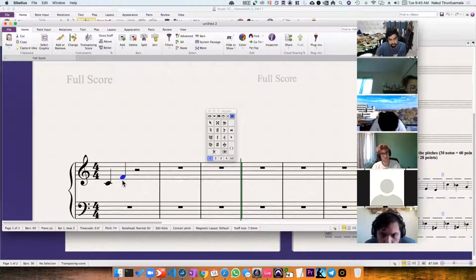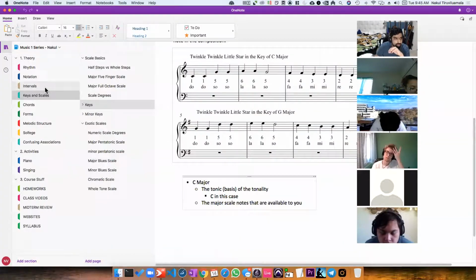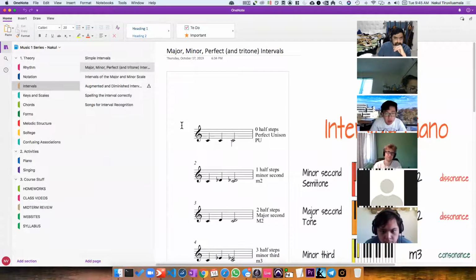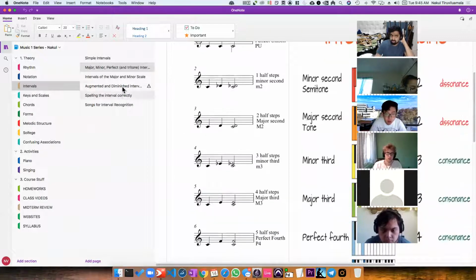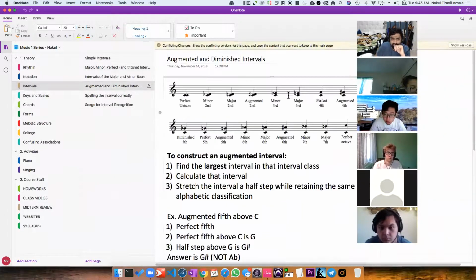Let me try with the perfect fourth. So let's say I have this interval right here and it's a perfect fourth. If I flat it, it actually becomes a diminished fourth, right? Because an interval that's smaller than a perfect fourth, if we refer back to this chart right here, let's see.